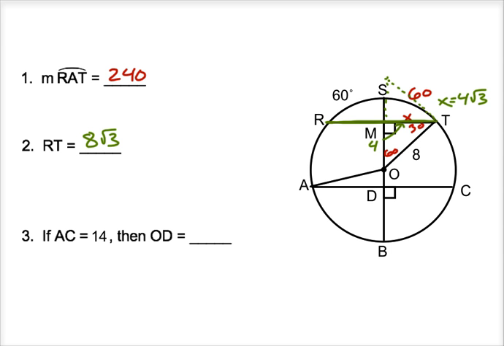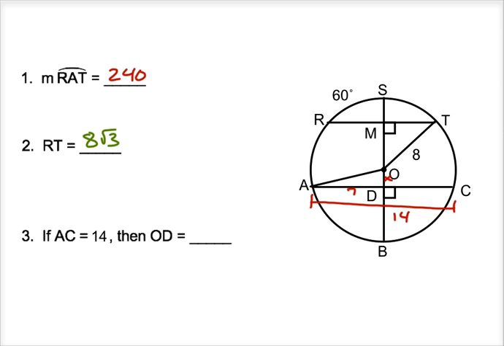Let's look at number 3 down here. So number 3, if AC is 14, so from A to C is 14, then how big is OD? Well, if I look at this one, I know if from A to C is 14, A to D is going to be 7. I'm trying to figure out OD, so I'm going to call that x.